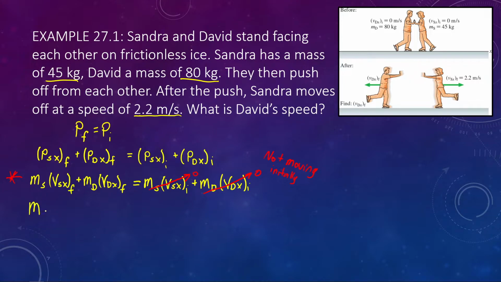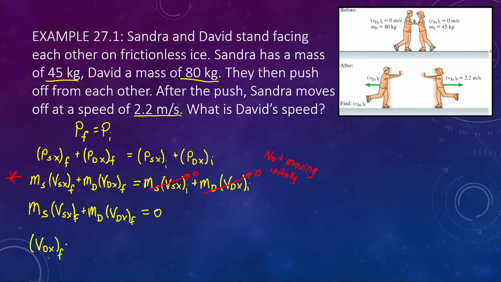So I'll write it again just for clarity's sake with the 0 plugged in. On the left-hand side, nothing changed: mass Sandra, velocity Sandra, plus mass David, velocity David, all equal to 0. So the problem asks us to figure out David's speed, so we're looking for v_Dx final. All it takes now is algebra.